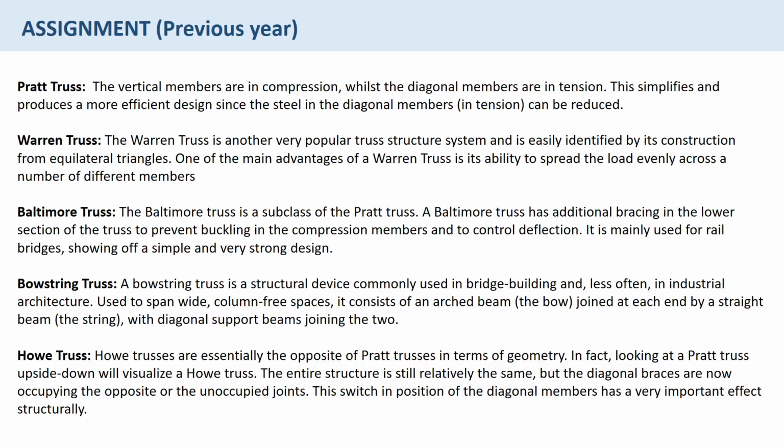So this is how a Warren truss looks. This is how a bowstring truss looks, like a bow and a string and then diagonals supporting it. And then the Pratt truss and Harvey truss. Harvey truss is the opposite of Pratt truss. And then we have the Baltimore truss, which is a kind of Pratt truss, but in the lower part of the Baltimore truss we have more diagonal members, as you can see in the image here.